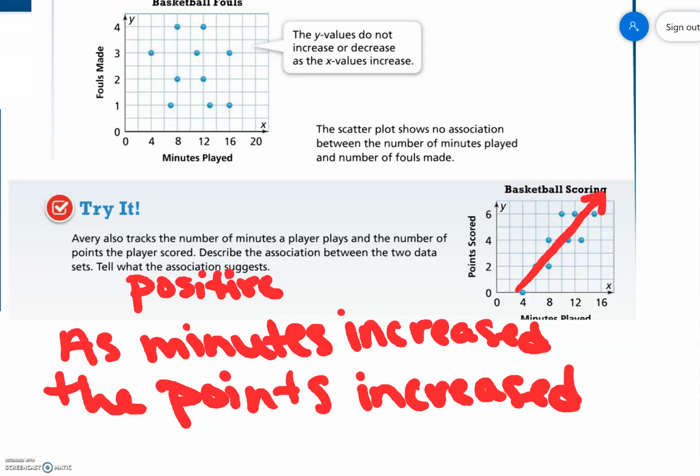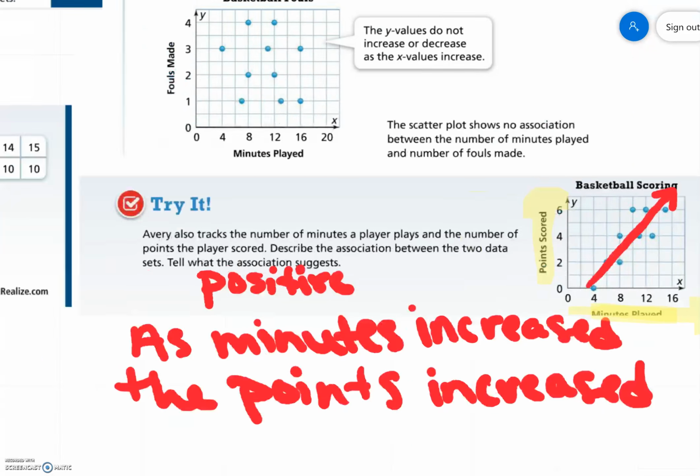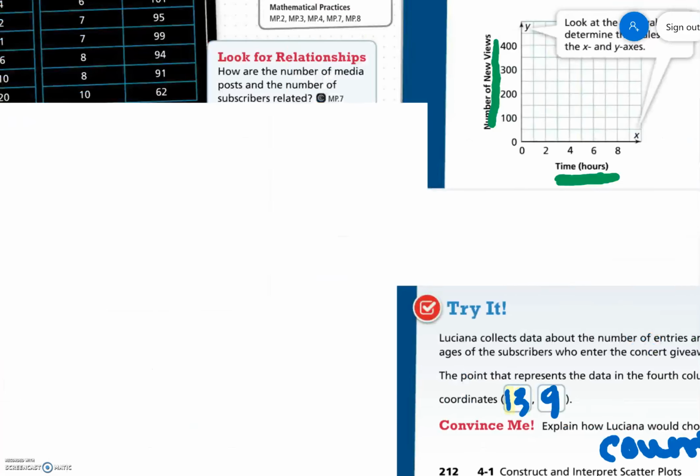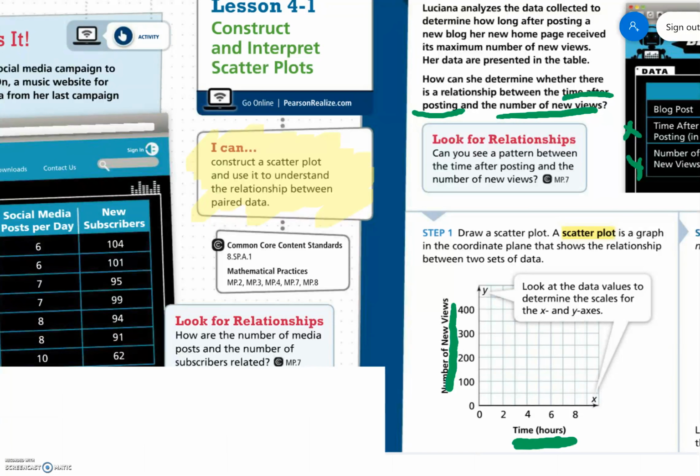Okay, so I just looked at the axes for that. Minutes played. As the minutes played increased, so did the points scored. All right, 8th grade, let's say it for this lesson: I can construct a scatter plot and use it to understand the relationship between paired data. So let's skip ahead a few pages.